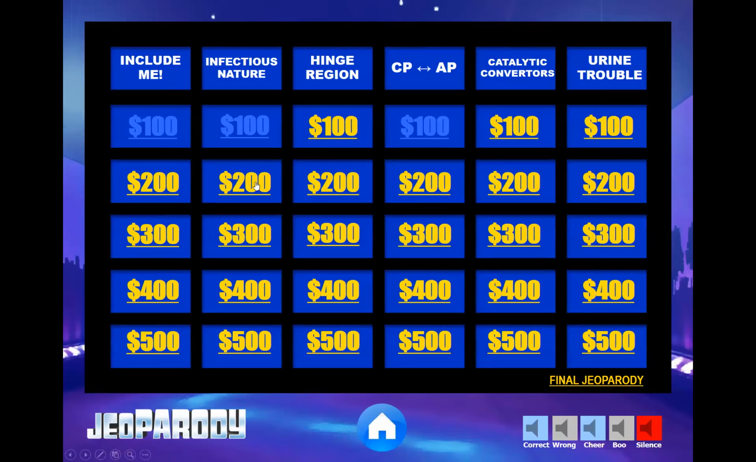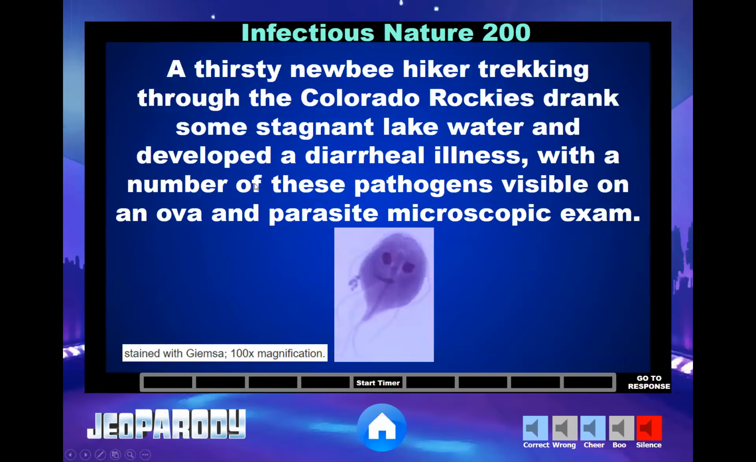Infectious nature for 200. This answer is: a thirsty newbie hiker trekking through the Colorado Rockies drank some stagnant lake water and developed a diarrheal illness with a number of these pathogens visible on an ova and parasite microscopic exam. So this is the organism stained with trichrome at 100 times magnification. What is this happy looking organism?